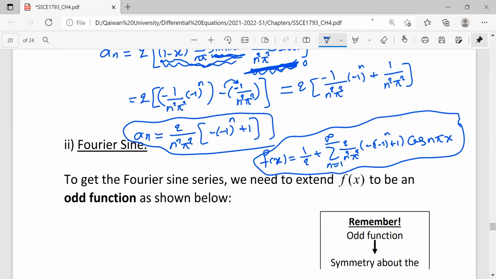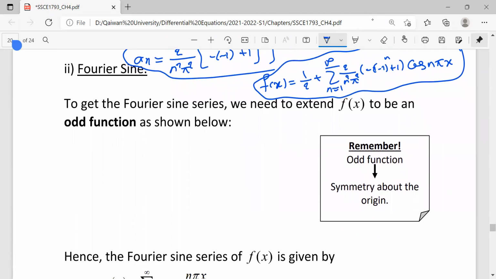Now we have the sine Fourier series. It's for the next lecture. That's enough for today.